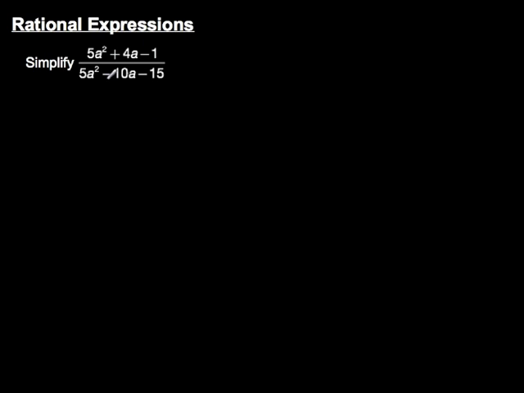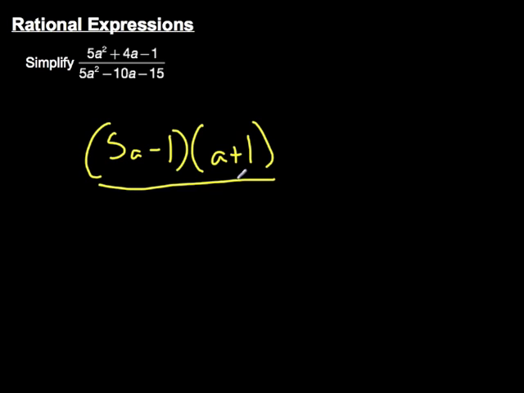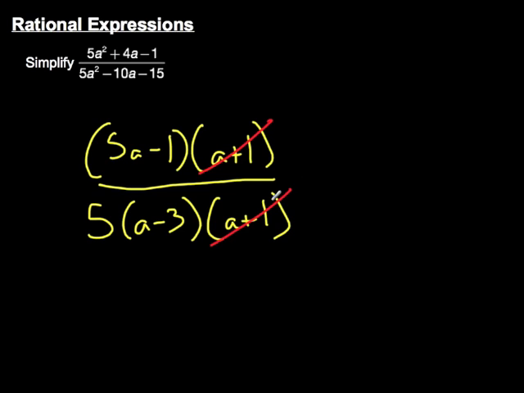Here the factoring step's a little more complicated because we got trinomials. But when we factor this, we get 5a minus 1 and a plus 1 in the numerator. Factor the denominator, we get 5 out as the greatest common factor, a minus 3 and a plus 1. Again, there's an a plus 1 on the top, a plus 1 on the bottom, so they cancel out. Nothing else can cancel out here, so our final answer is 5a minus 1 over 5 times a minus 3.